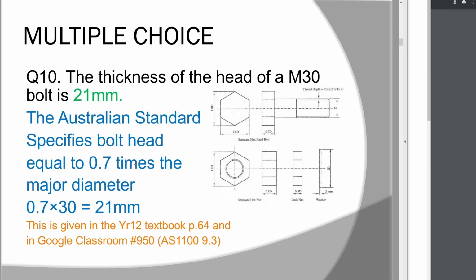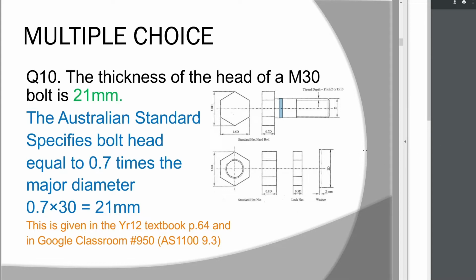The next thing is drawing standards. What you've been asked to do is determine the thickness of a bolt, or this dimension of the head of a bolt. We've said that it's 0.7 times the major diameter. The major diameter is that diameter, and that is the number. So if we have an M30 bolt, the major diameter is 30. If we multiply that by 0.7, we get 21.